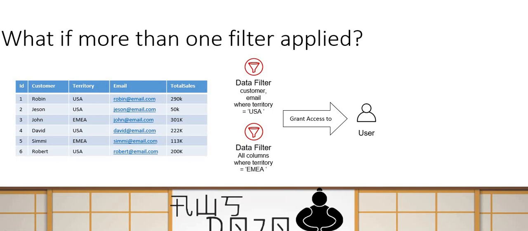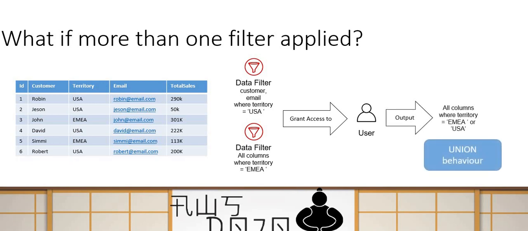Now suppose these two filters have given access to a user. What kind of data will this user see? Here I am filtering on USA rows, but only two columns. Here I am filtering on all columns, so there's no filter on the column, but I'm filtering on territory equal to EMEA. It can happen in your use case that one user might have more than one data filter used to grant access. And in that case, how does the behavior work? Well, the behavior works using a union behavior. So the union of these two filters is what the user will have access to.